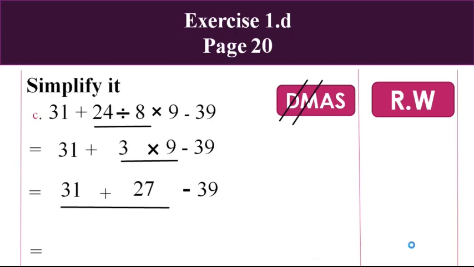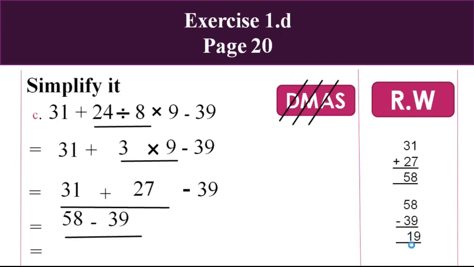So here we have to add 31 and 27. Use your rough work column with the pencil. 31 plus 27. Add it. 7 plus 1, 8. And 3 plus 2, 5. 58. So 58 minus 39. Again use your rough work column. 58 minus 39.